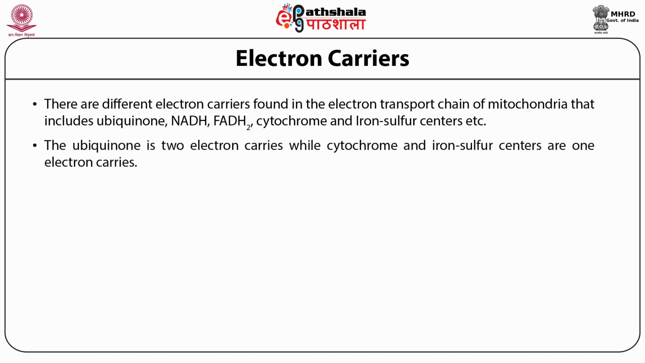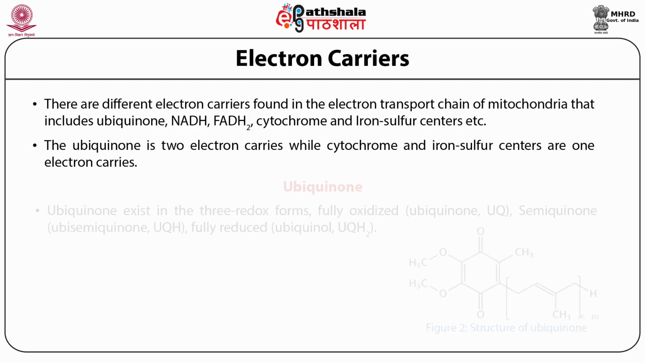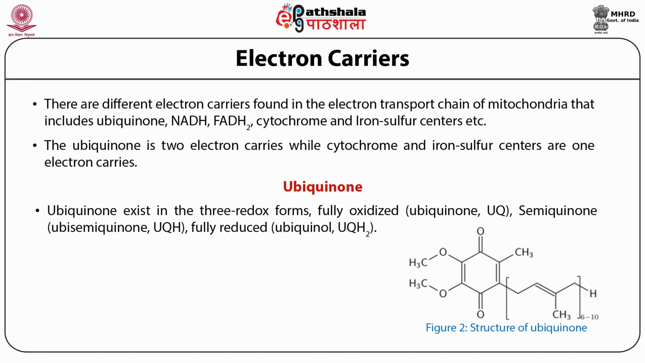Ubiquinone is a two electron carrier, while cytochromes and iron sulfur centers are one electron carriers. At the same time, NADH and FADH2, which are themselves electron donors, are also two electron carriers. So the first very important electron carrier is ubiquinone. Ubiquinone exists in three redox forms.